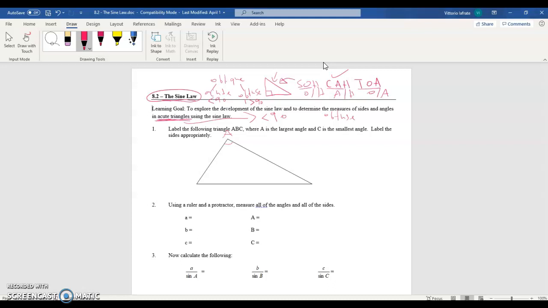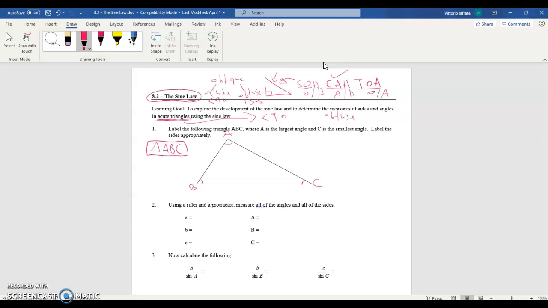Then the smallest angle would be C, and that looks like this for sure. That would be the smallest angle over here, angle C, vertex C. And then we have B remaining over here. So this would be called triangle ABC. And we want to label the sides. Usually when you name a triangle, you name it based on its vertices. So triangle ABC.